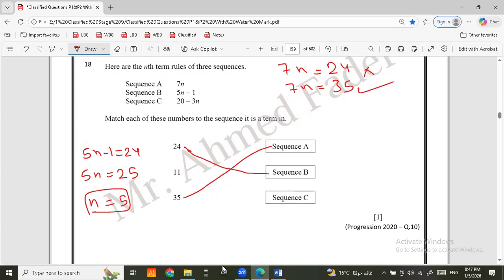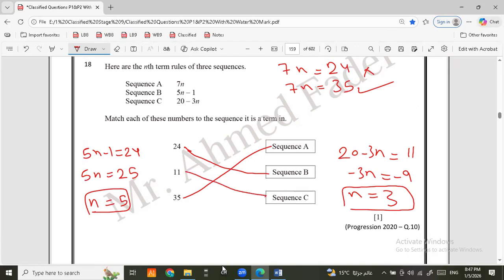And 11, you're going to find it there. If you want to try it, 20 minus 3n equals 11. So you're going to find negative 3n equals, send the 20 there, negative 9. You have n equals 3. Yes, it worked.